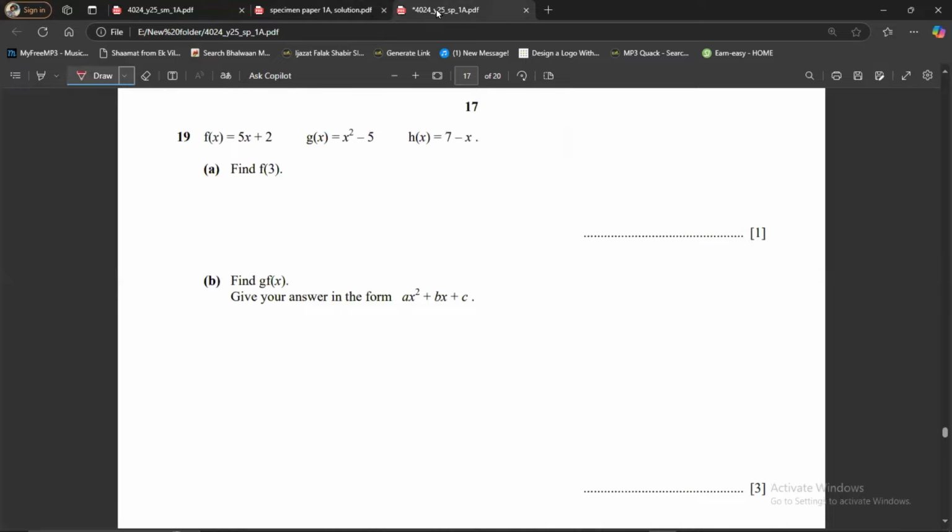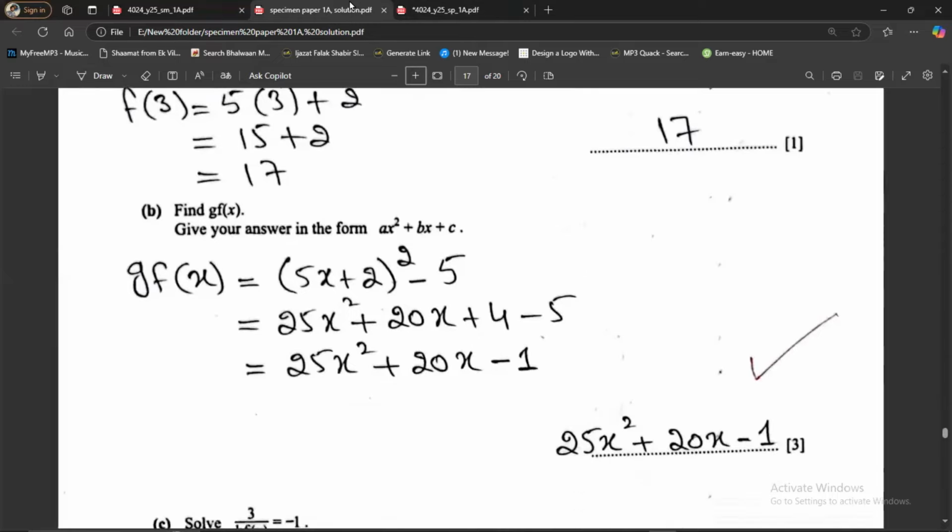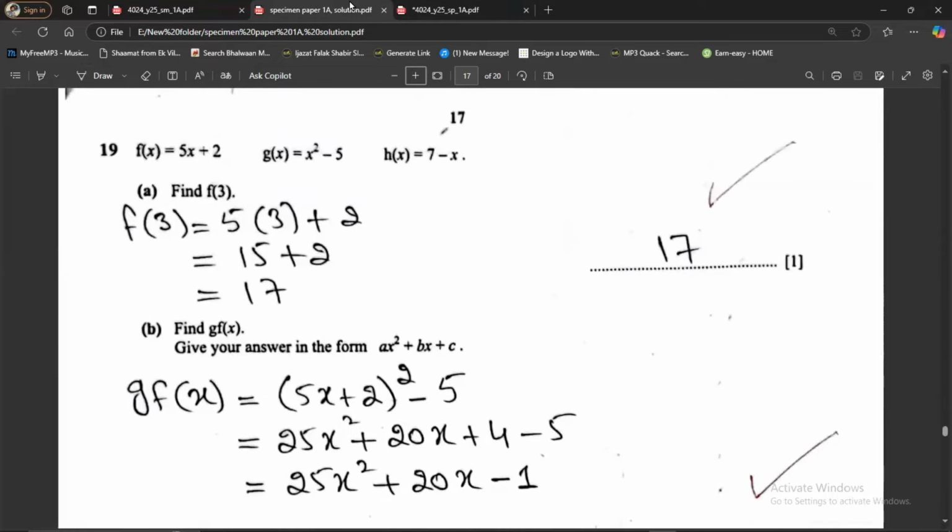Then we will go to the next question. He says find g of f of x. In the formula of g of x, wherever is the x, substitute with f of x. That is 5x plus 2. And then you open it. It's a 3 marks question. So g of x is this formula. In the place of x, I will substitute 5x plus 2.